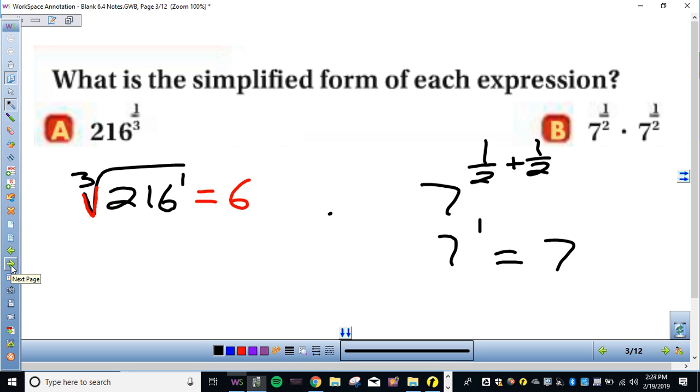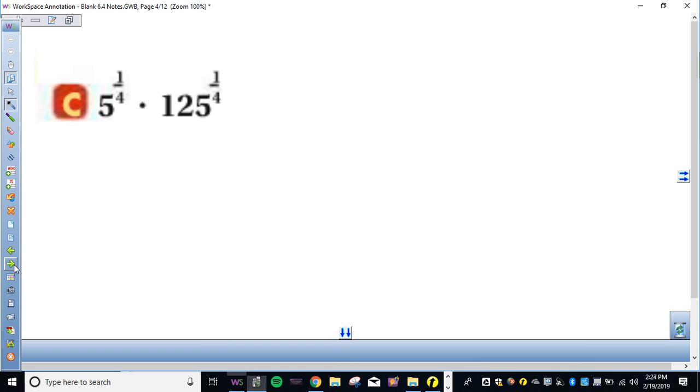I tend to go too fast 7th period, so I'm always looking around. Same base is what matters, yeah. Okay? Write this one.